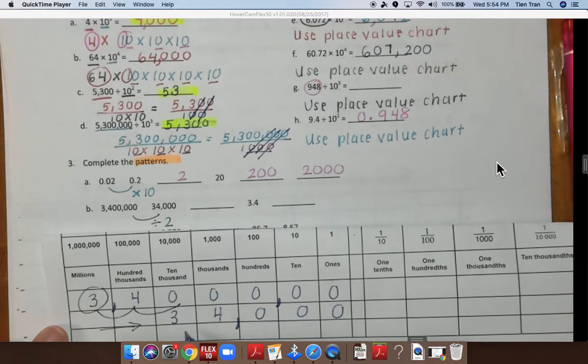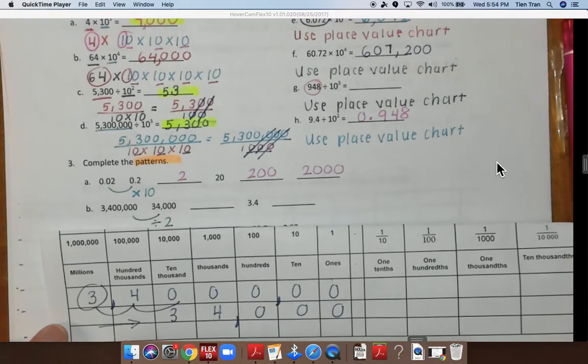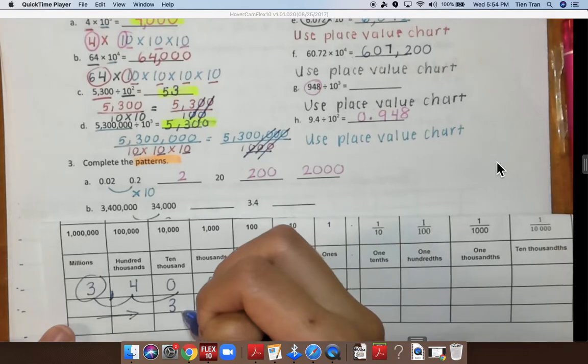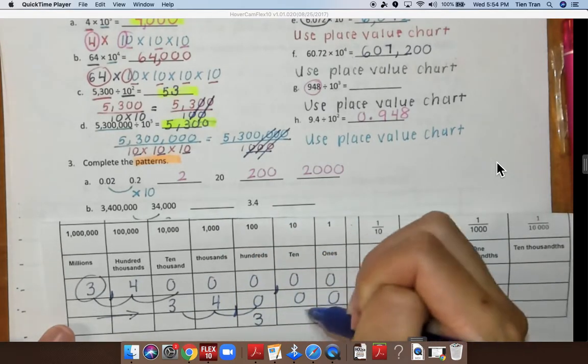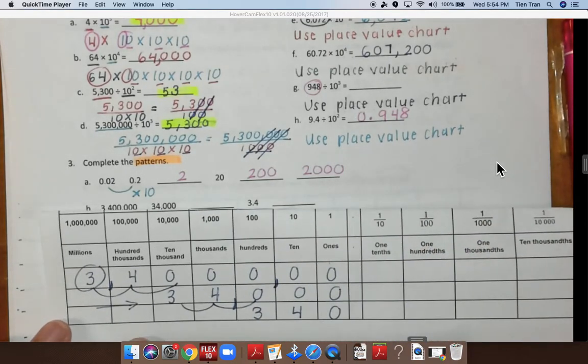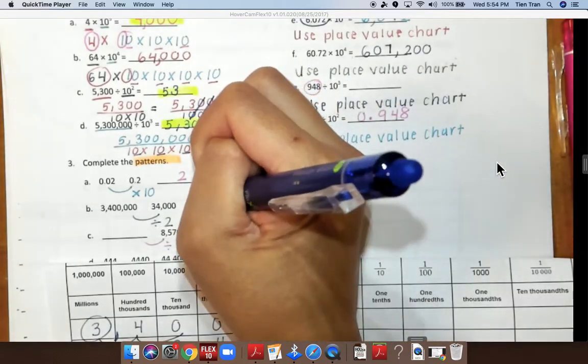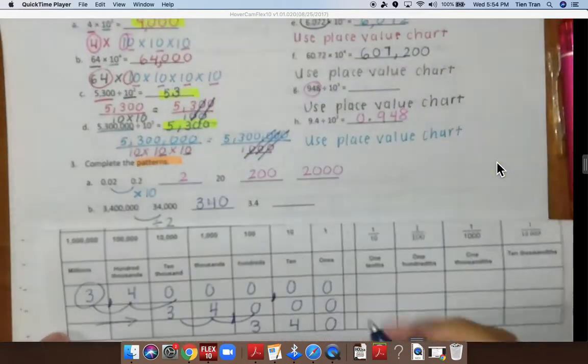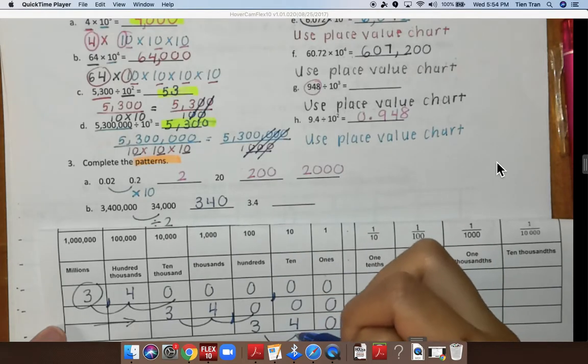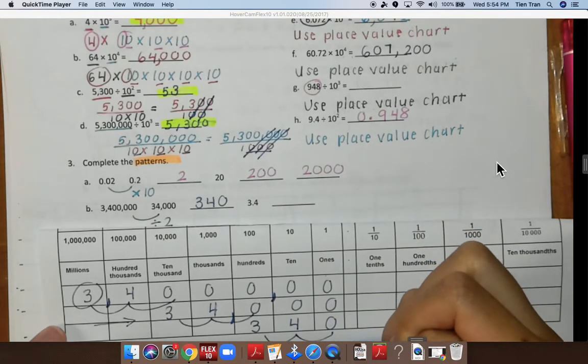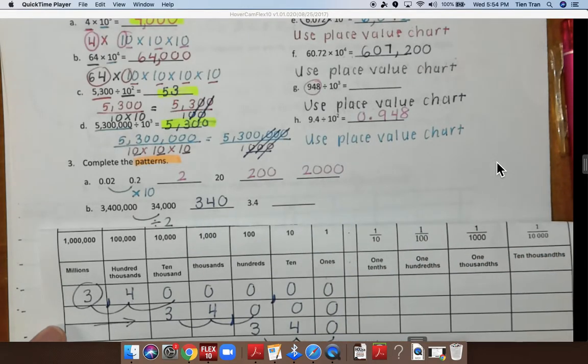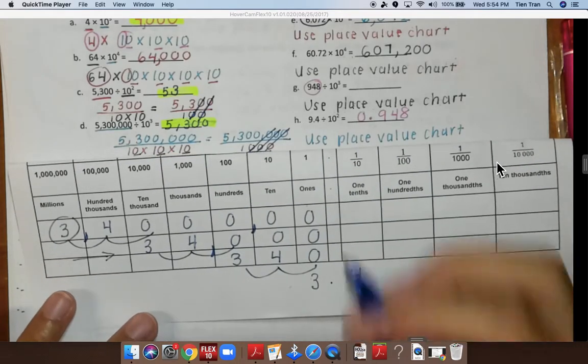So what I'm going to do next is I'm going to divide by 2 for the next number. So right here, I'm going to divide by 2. 1, 2. So my 3 is now right here, and my new number is 340. I'm going to write that down, 340. Okay? And when I move it over 2 times, again, I'm going to get 3.4. Okay? See that?